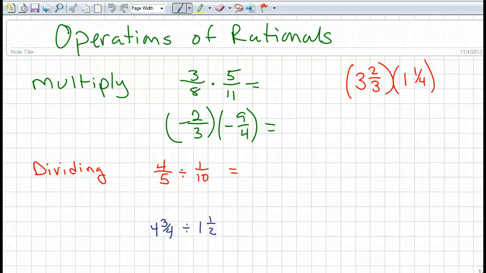We're looking at just reviewing fractions. And the first thing I want to start with is multiplying, because actually of all the operations, multiplying is the easiest. You don't have to worry about denominators. You just multiply straight across on multiplying.